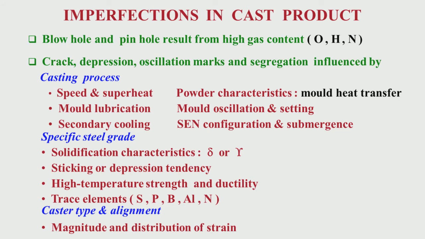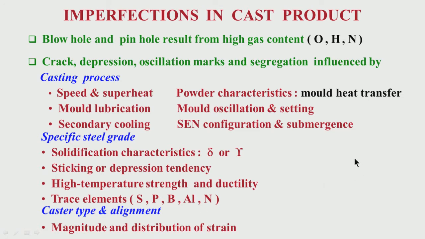Good morning. In the last session, I started covering the surface and internal quality in continuously cast product. I mentioned what the possible imperfections in cast product are, and the types of imperfection. I mentioned blowhole, pinhole, crack, depression, oscillation marks, and segregation. How are they influenced by the casting process, the specific steel grade, or the casting type of alignment? These are the possible factors.